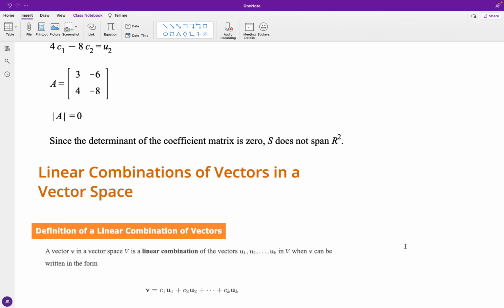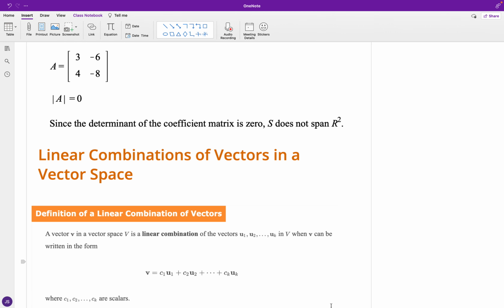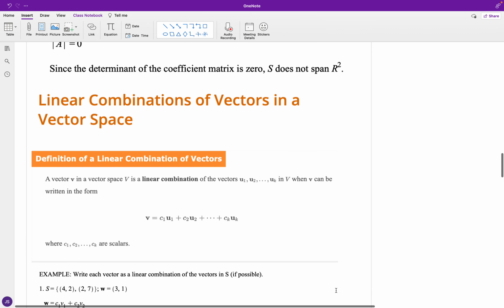Okay, we have u₁, u₂, all the way out to u_k in V, when v can be written in the form where v is equal to c₁u₁ plus c₂u₂, all the way out to c_k times u_k, where c₁, c₂, and c_k are all scalars.